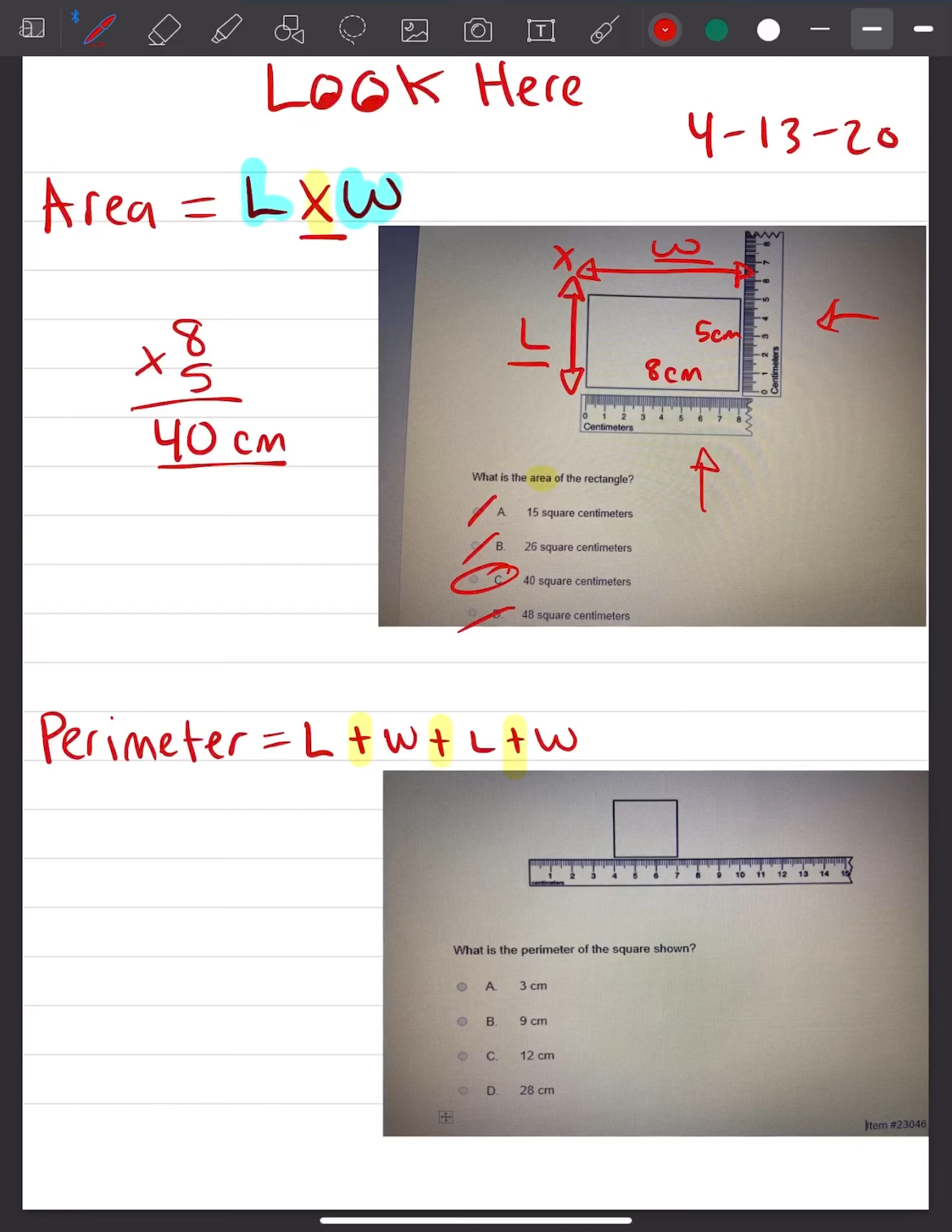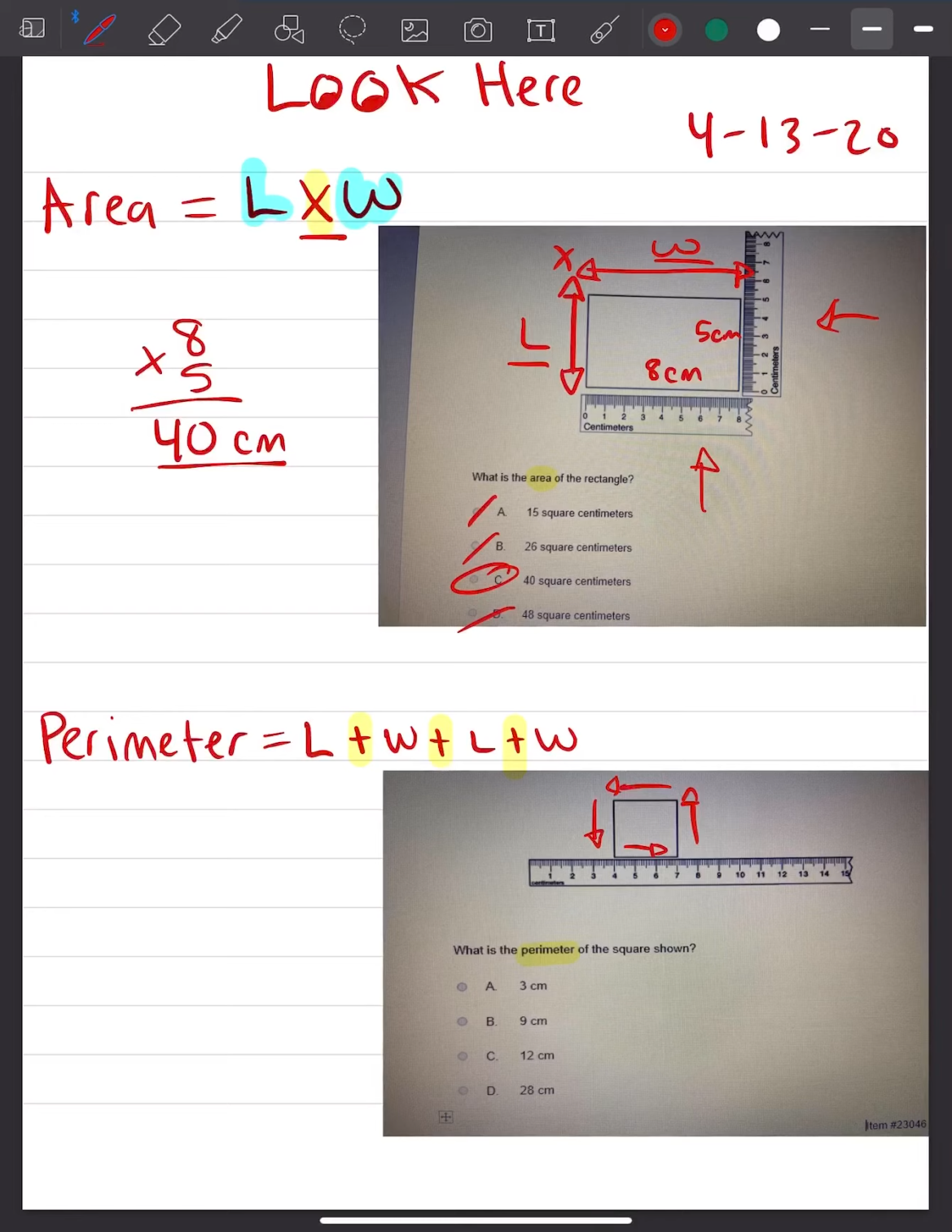Now, what about if it's talking about perimeter? Well, with perimeter, guys, all you got to do is add everything around. Okay, so with perimeter, we're going to get everything around the shape. We're going all the way around. Now, also notice, guys, that in the picture that I added here, it is asking for perimeter. But look at the shape that they gave us. The shape that they gave us is a square.